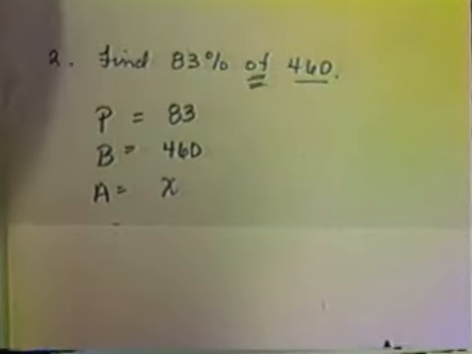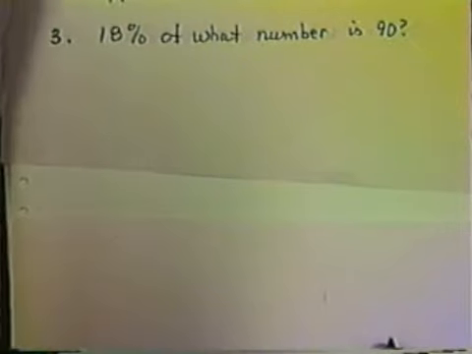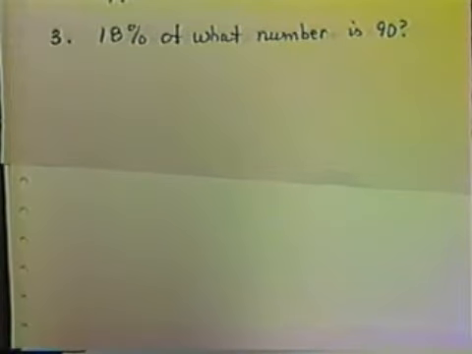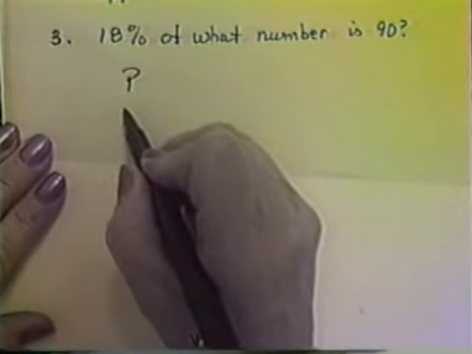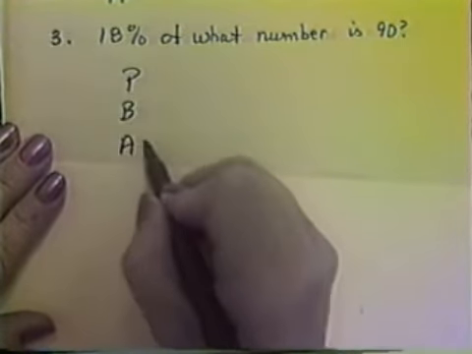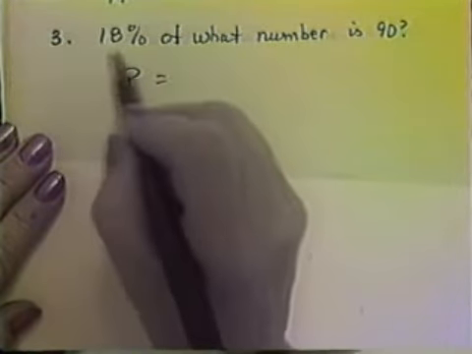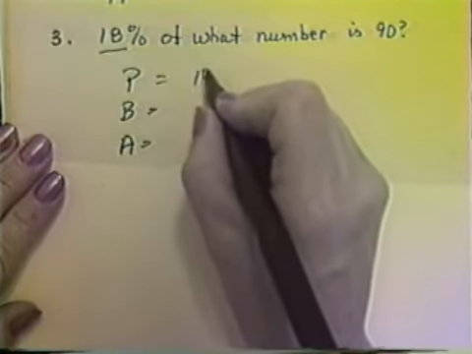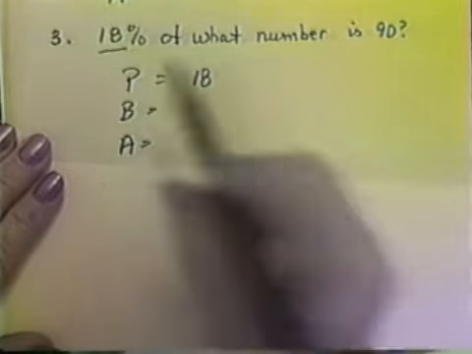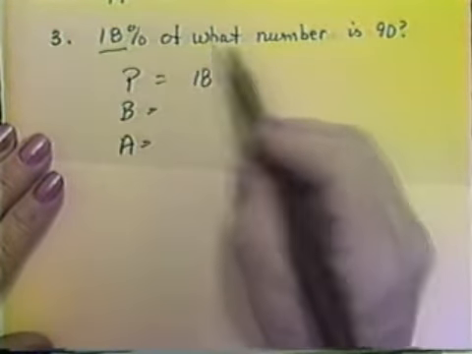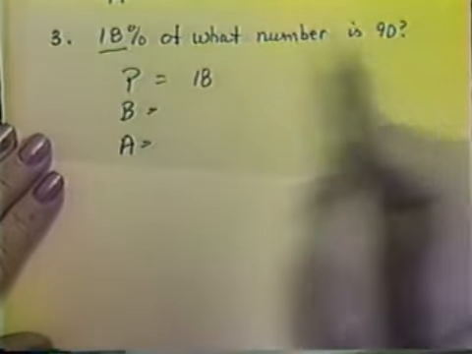Let's look at a third example. 18% of what number is 90? So we need to identify the percent, the base, and the amount. Again, the percent is fairly obvious. The percent must be 18. Of what number is 90? So we're taking 18% of a number, and that's what we're looking for. 18% of something is 90.